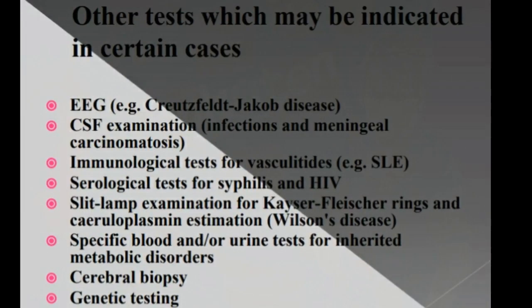Other tests which may be indicated in certain cases: EEG for the diagnosis of Creutzfeldt-Jakob disease, CSF examination for infections and meningeal carcinomatosis, immunological tests for vasculitic disease like SLE, serological tests for syphilis and HIV, and slit lamp examination when there is a consideration of Wilson disease. Slit lamp is important for the Kayser-Fleischer ring and ceruloplasmin level estimation. Specific blood and or urine tests for inherited metabolic disorders, cerebral biopsy, and then lastly genetic testing. Thank you very much.